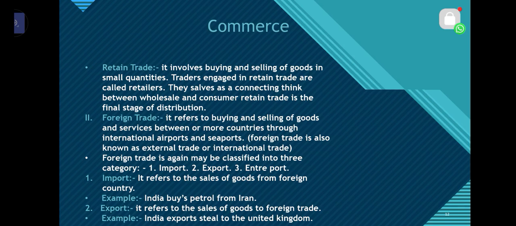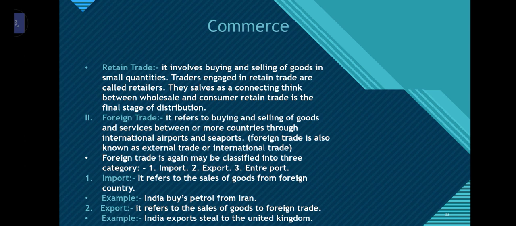And second is retail trade. Retail trade is involved in selling goods in small quantities. And the foreign trade refers to buying and selling goods and services between two or more countries through international airports and seaports. They are broadly classified into three types. First, import. Second, export. Third, entrepot.